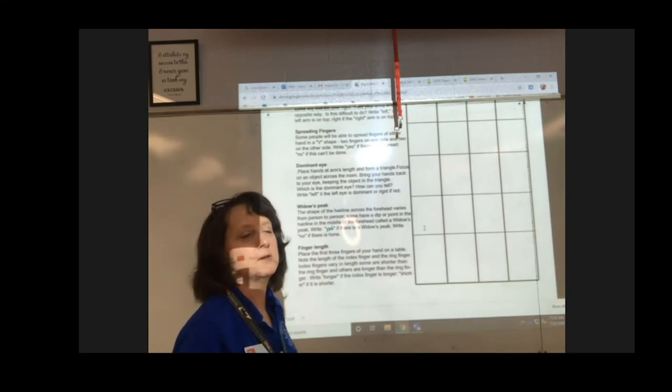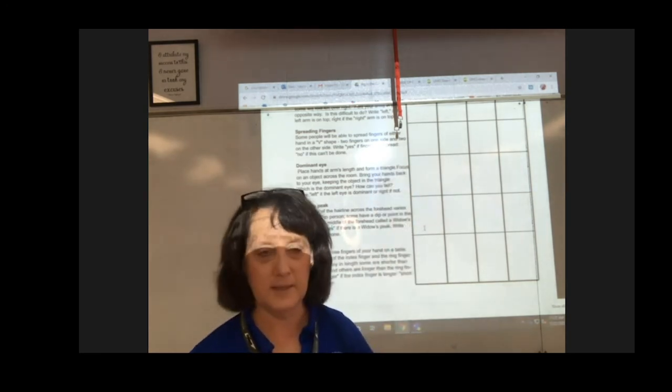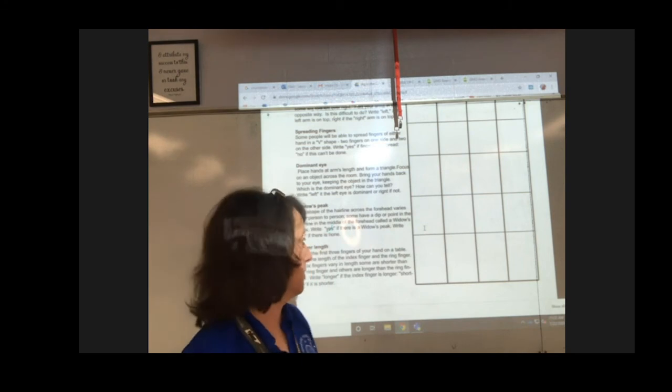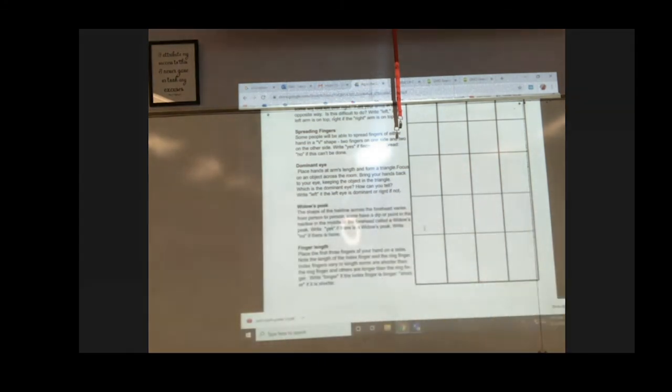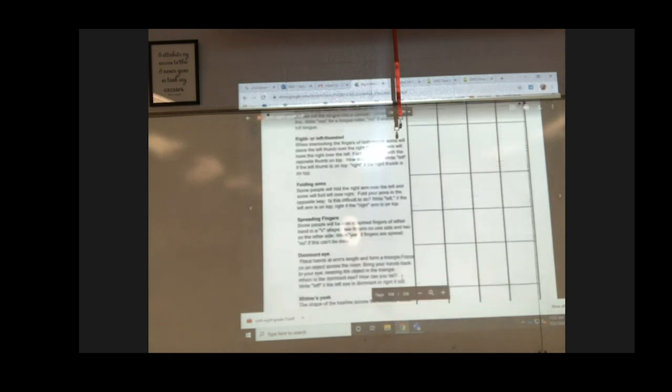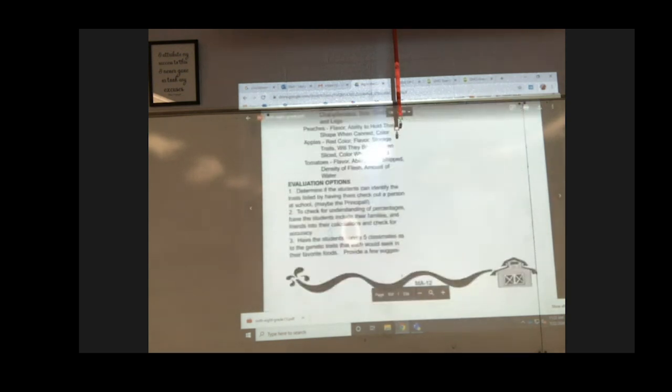Finger length, and you can do a whole range of activities. We've got these on there, but there are hundreds and hundreds of human traits you can explore. As you go throughout these human traits, you go on down. This is the student sheet. And so with math, it's basically just got you doing a simple percent.